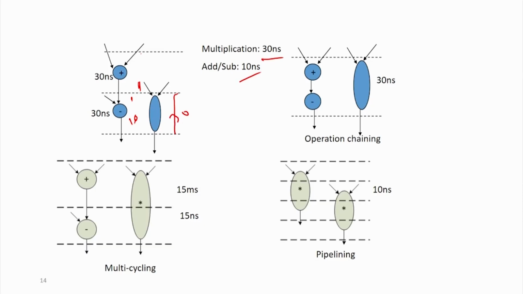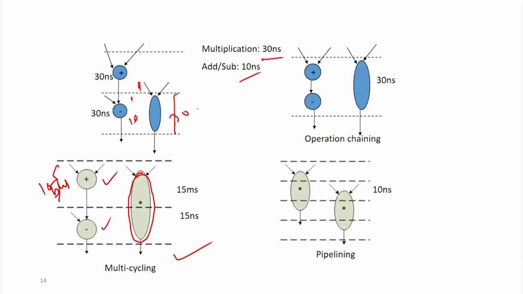What will be the alternative? The first alternative is multi-cycle, right. What we can do is define that my clock is of 10 or say 15 nanoseconds, and I can execute this in one clock, this also in one clock, but I decide that I execute the multiplier in two cycles.